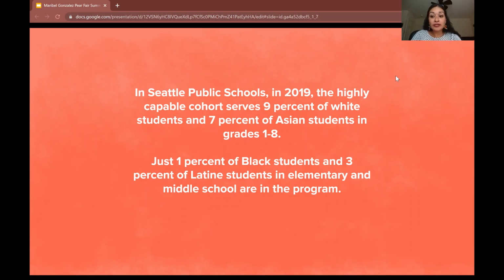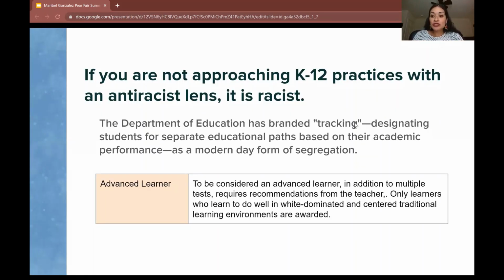So differentiation is an approach that is supposed to serve and support the labels that are given to students. And a lot of the tracking and a lot of this labeling is racially motivated, right? And contributes to white supremacy culture in schools. If you are not approaching K-12 practices with an anti-racist lens, it is racist. So we are contributing to racist culture and racist systems when we are not addressing it, when we are not dismantling it or combating it.